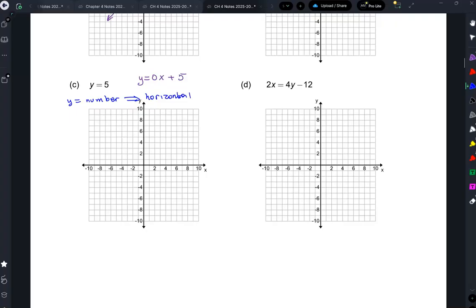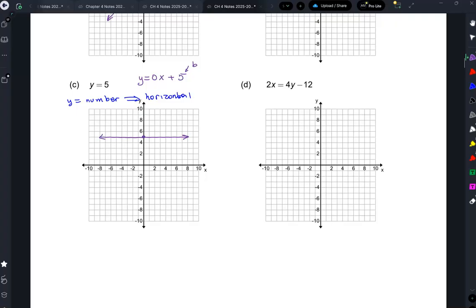But hang on, what's the y-intercept though? 5. So the y-intercept is still at 5. That hasn't changed, but it's just a horizontal line through that point. Okay? So y-intercept is 5, right? This is the b. It's just the slope is 0, so you get a horizontal line.